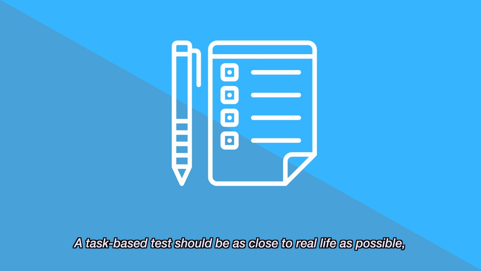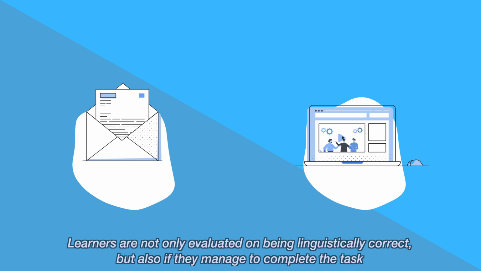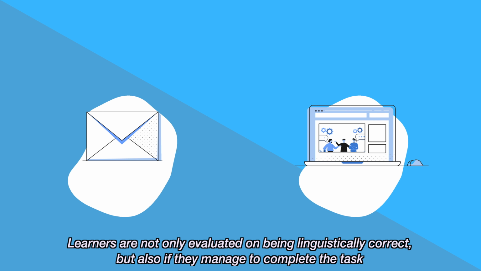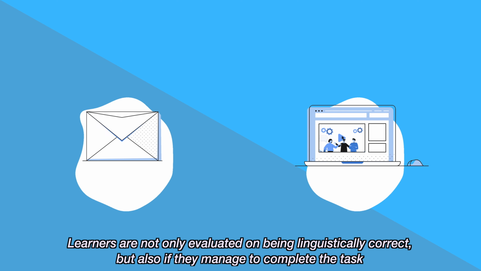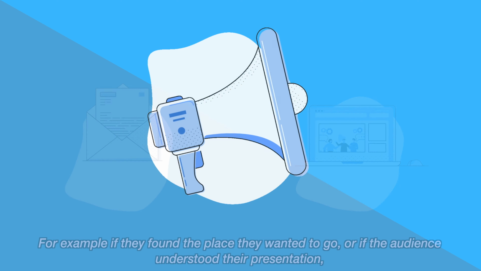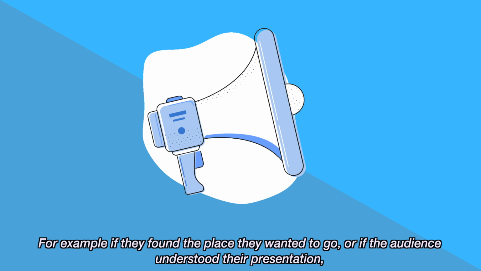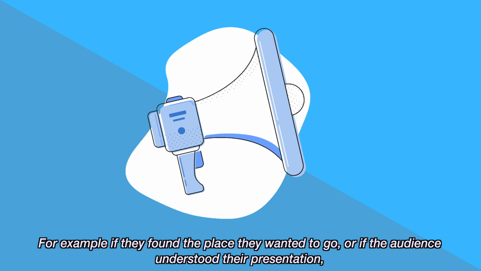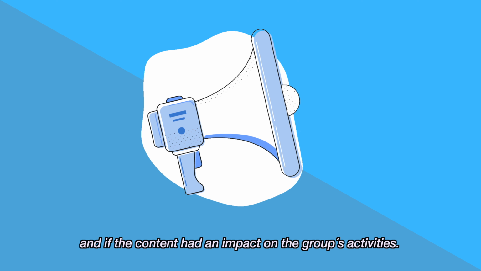A task-based test should be as close to real life as possible. Thus, role plays and imaginary situations are common practices in TBLT. Learners are not only evaluated on being linguistically correct, but also if they manage to complete the task. For example, if they found the place they wanted to go, or if the audience understood their presentation, and if the content had an impact on the group's activities.